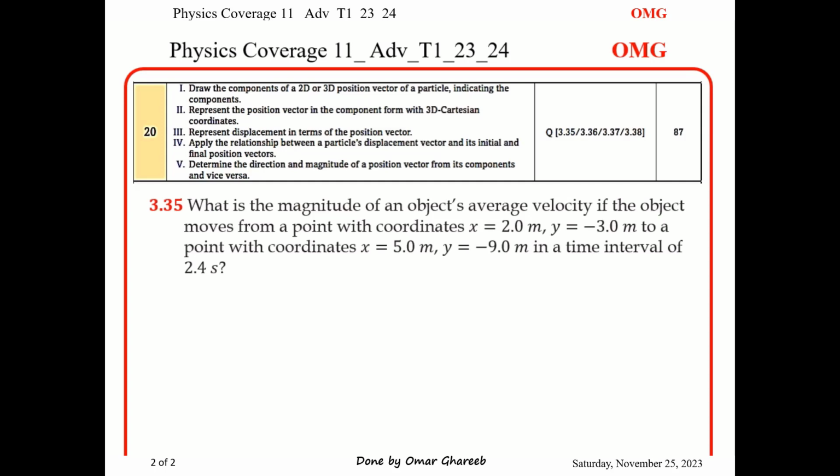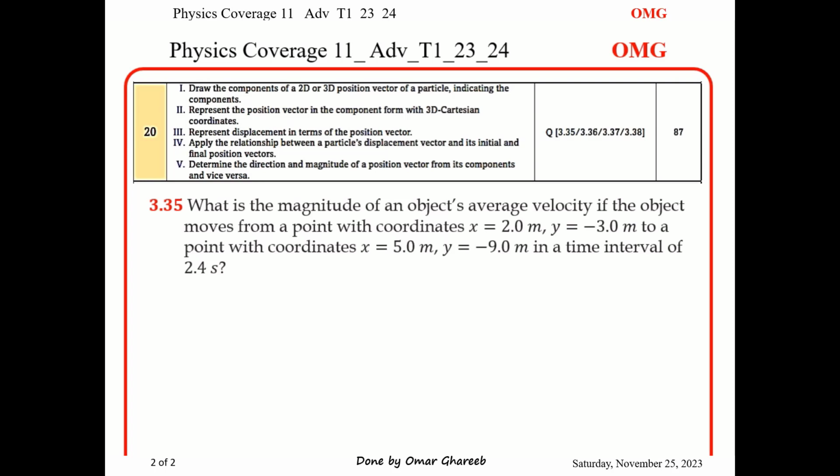أرحب فيكم في الجزء الأخير الخاص بهيكلة اختبار الفصل الدراسي الأول 2023-2024 لمادة الفيزياء للصف الحادي عشر متقدم حسب الهيكلة الواردة إلينا من مؤسسة الإمارات للتعليم. وصلنا إلى الهدف رقم 20.